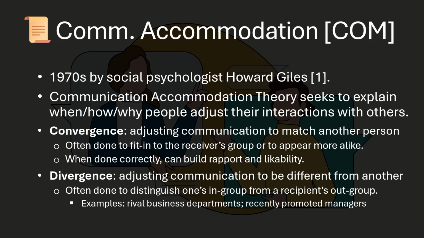So the first concept is convergence, which means changing your communication to become more like the other person. This could mean matching their tone, vocabulary, speaking speed, or level of formality, and people often do this to fit in, build trust, or create a sense of connection. When it's done naturally, convergence can increase rapport and make people seem more likable. But also, when done unsuccessfully, it can be a little weird and off-putting.